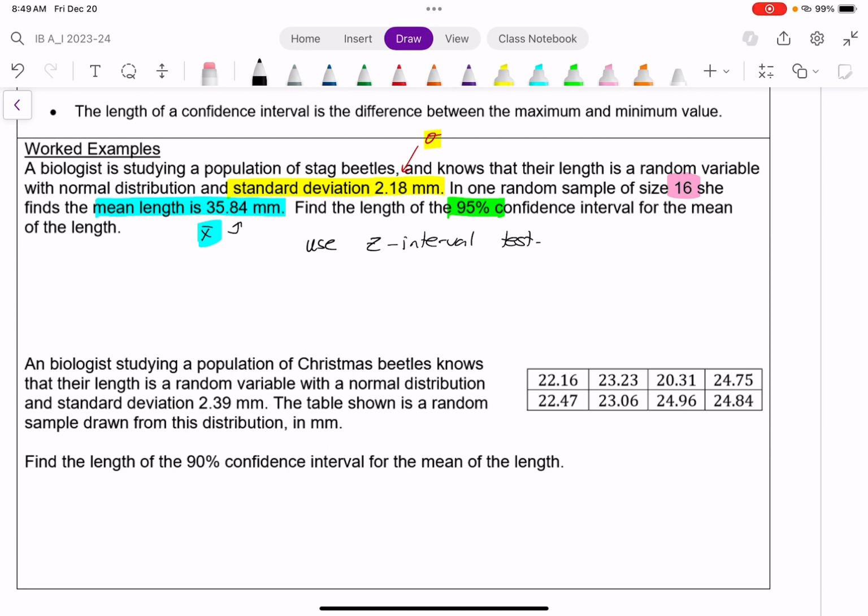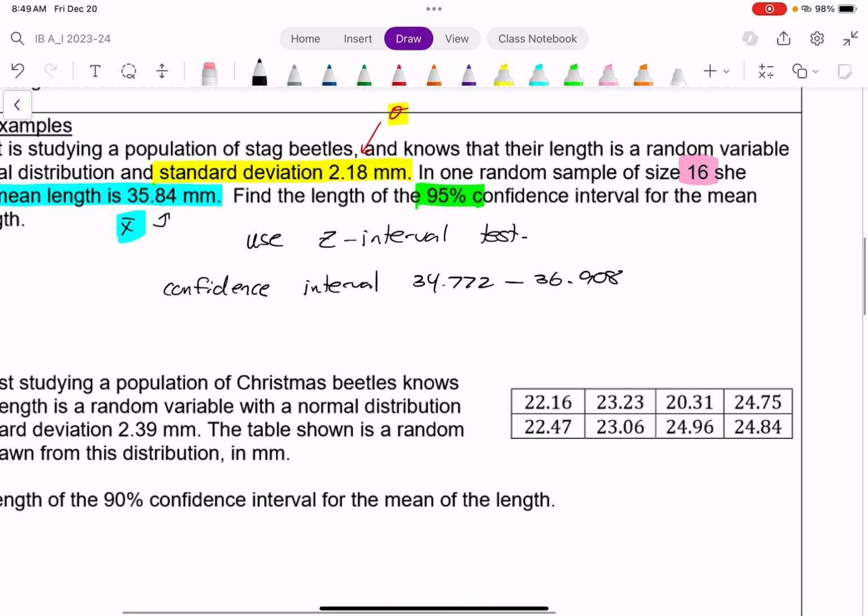And we should almost right away get a confidence interval of 34.772 to 36.908. Now that's just from our GDC. So what does this mean? This means we can be 95% confident that the actual mean of the population, not the sample, is somewhere between these values.